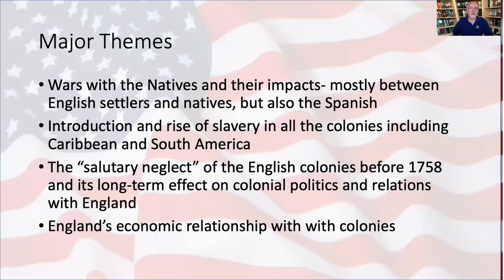So what are the major themes? Of course, the wars with the natives and their impacts. There's a number of Indian wars, as they are sometimes known, at the time. Some of these are very significant. One of the wars that I've studied, King Philip's War, was probably the most significant war fought in the New England area, and was probably the closest that the native tribes came to driving the colonists back into the sea.